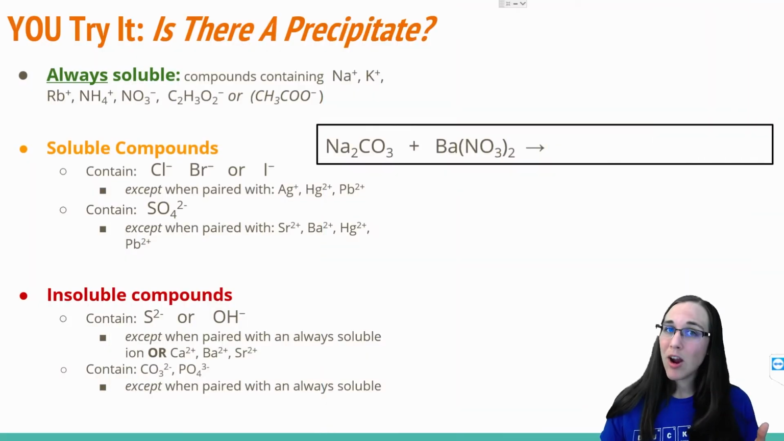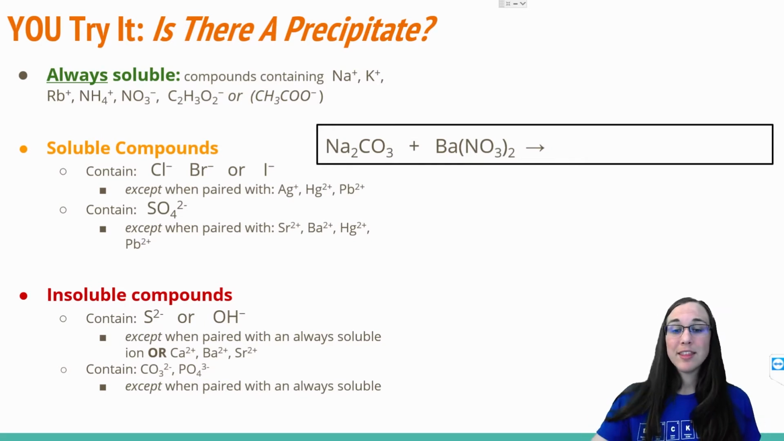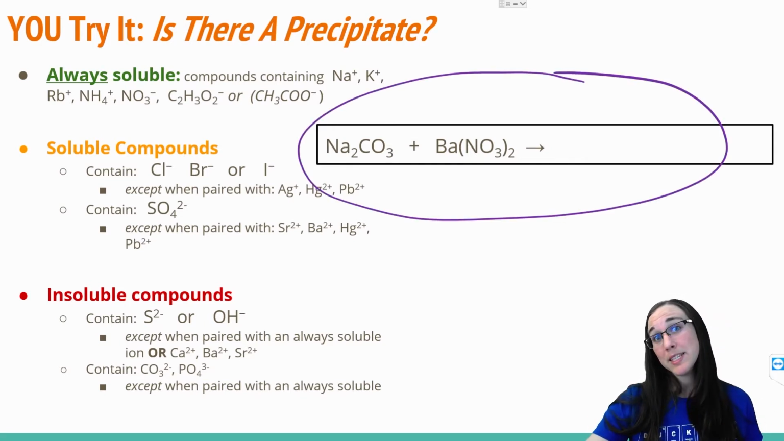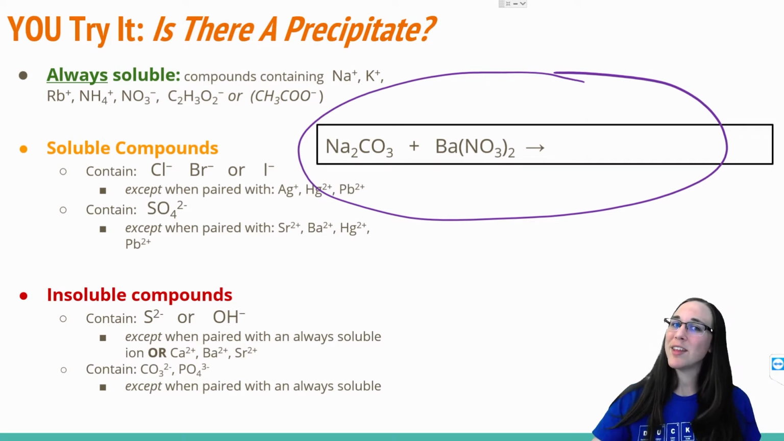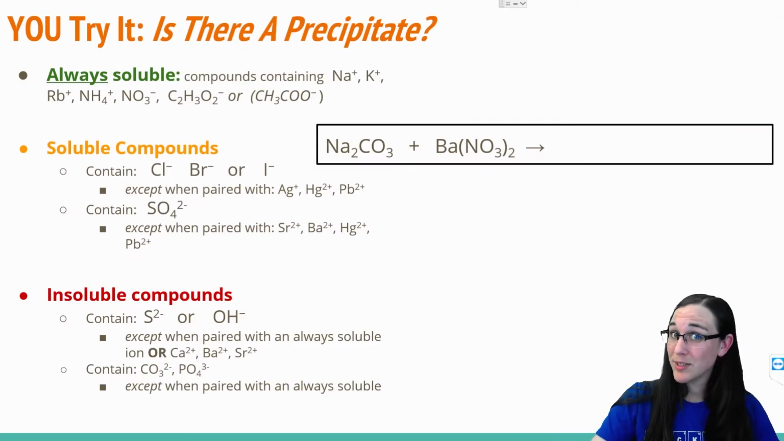Now that we've tried a really hard one together, i.e. a single replacement redox reaction, go ahead and pause the video here to give this chemical reaction, a double replacement reaction, a try. See if there is a precipitate that forms in the products. Ready? Go!